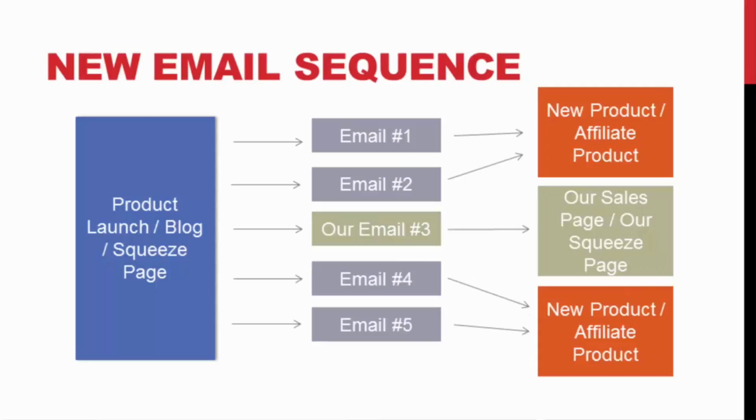So basically what we're going to be doing is finding people who have large email lists inside of our niche. We're going to be contacting them, and we are going to be working with them so that they will place our email swipe inside of their email sequence. Okay, so let's say they're sending out an email every other day.